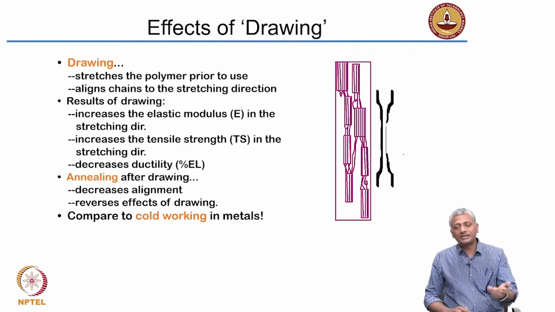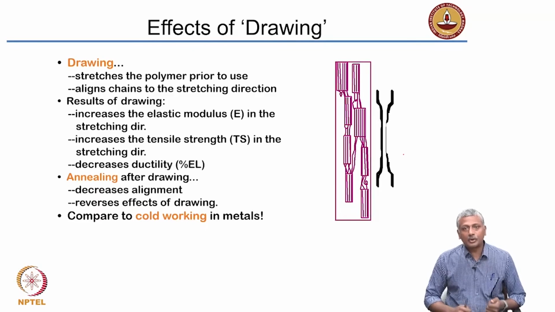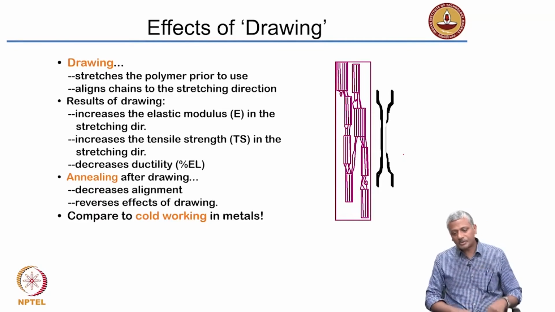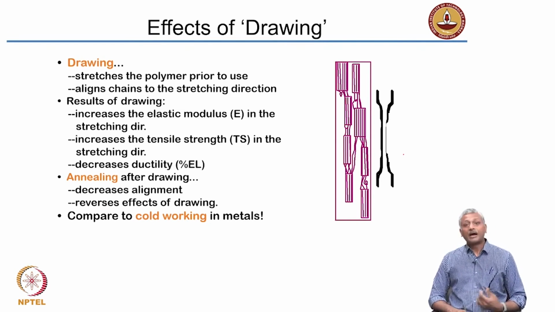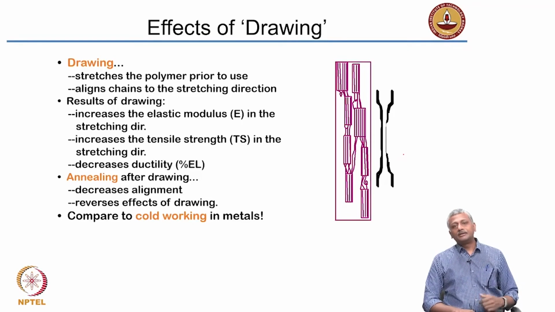Now similar to cold working, there is a concept called drawing in polymers. So drawing is basically stretching the polymers prior to the use. So what you end up doing as a result of this is that you make the material stronger and stiffer. You increase the elastic modulus, you increase the tensile strength. However, just like cold working in steel, the effect of drawing on ductility is negative. You make the material less ductile. Please remember, the cardinal truth in most materials is that when you increase the strength, you will generally compromise on the ductility. You will be reducing ductility when strength increases.